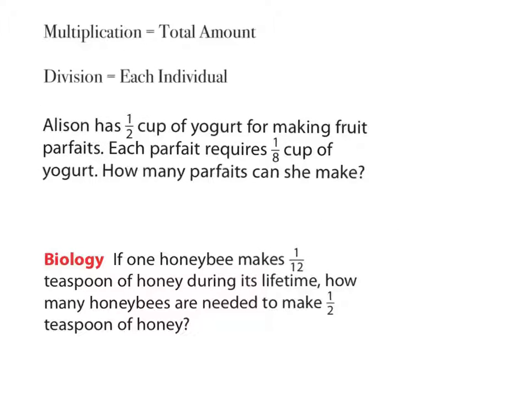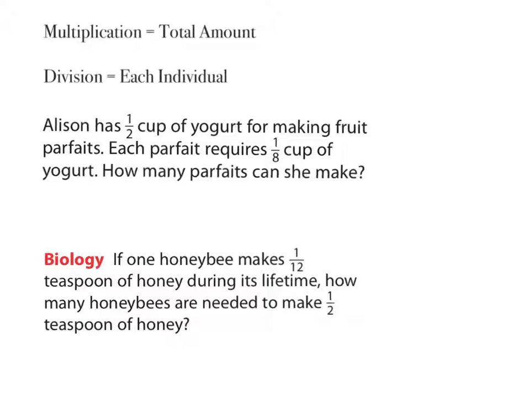Try these two. Allison has half a cup of yogurt for making fruit parfaits. Each parfait requires 1/8 a cup of yogurt. How many parfaits can she make? If one honeybee makes 1/12 teaspoon of honey during its lifetime, how many honeybees are needed to make half a teaspoon of honey? Pause the video and then come back.